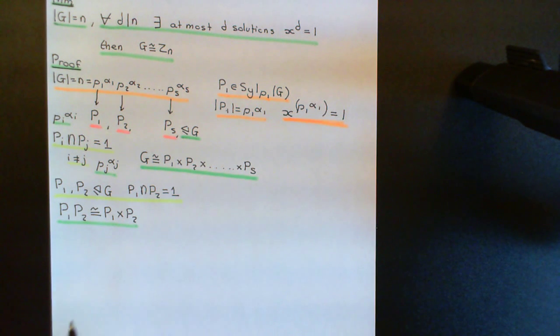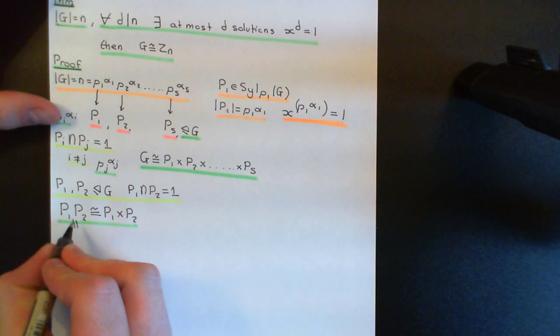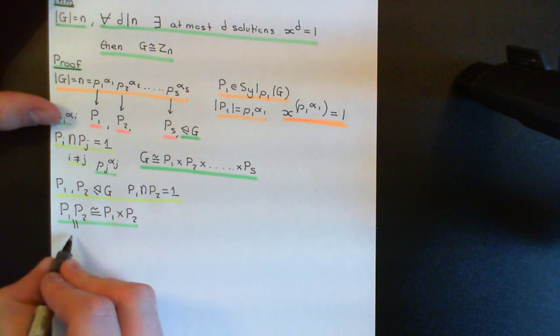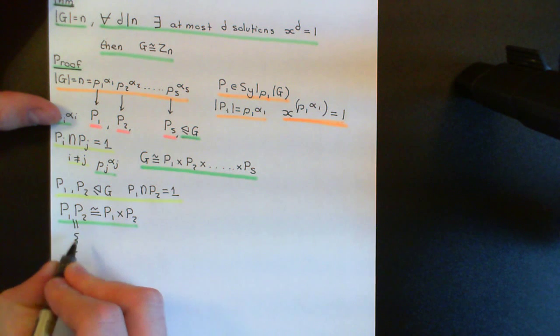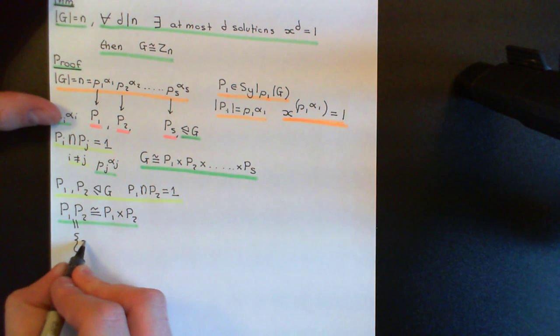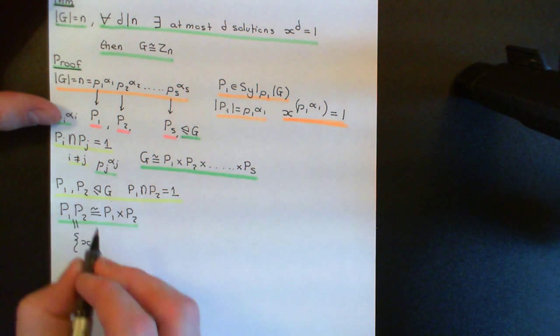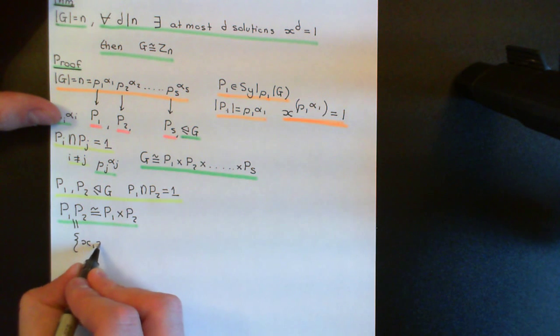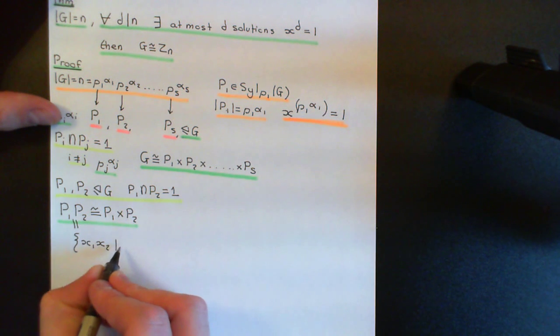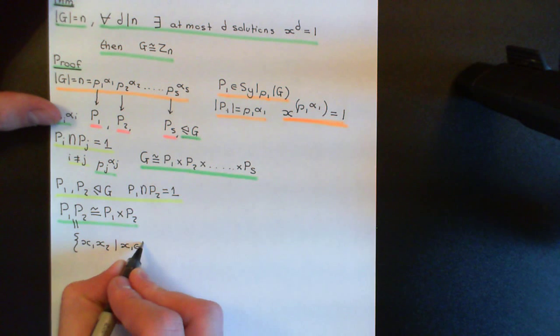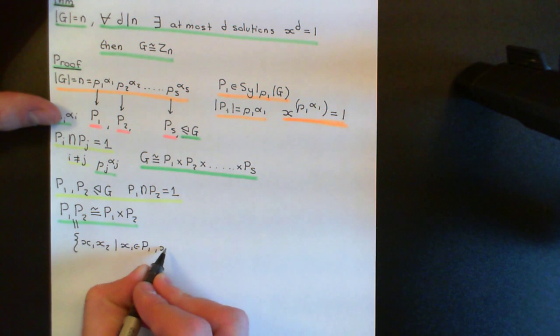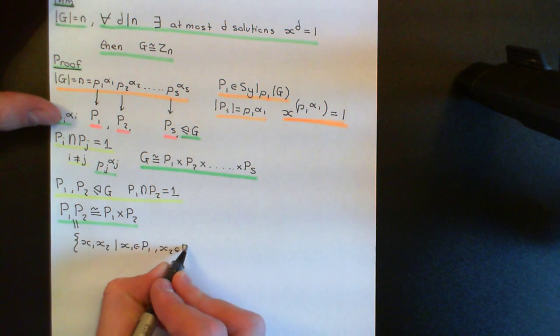Now, I'm not going to prove this result here. I'm going to refer you to the video on internal and external direct products, but let me just discuss in a little bit more detail the structure of this. Remember, the internal direct product of P1 with P2 consists of all elements of the group capital G of the form little x1 composed with little x2, where little x1 is an element of capital P1 and little x2 is an element of capital P2.